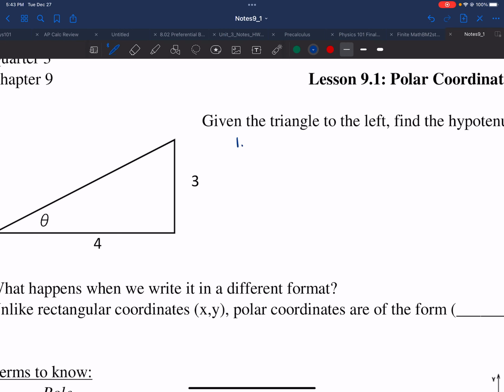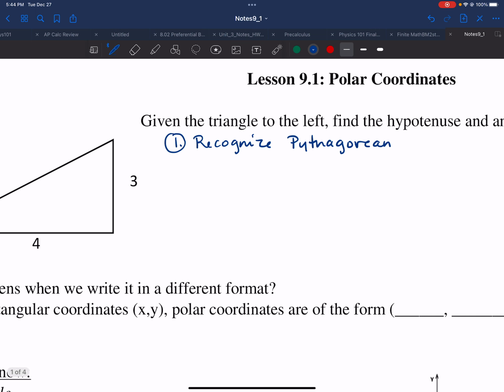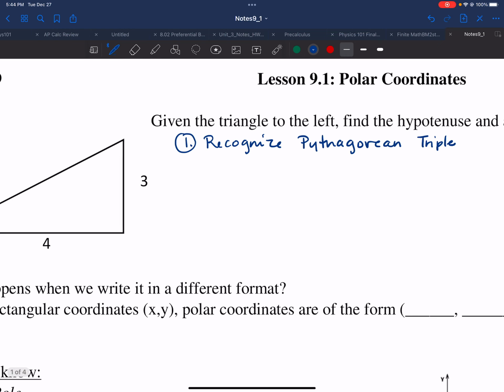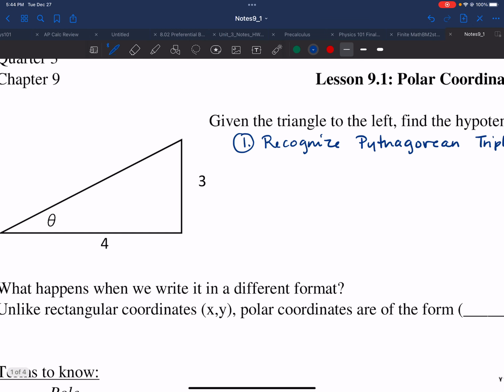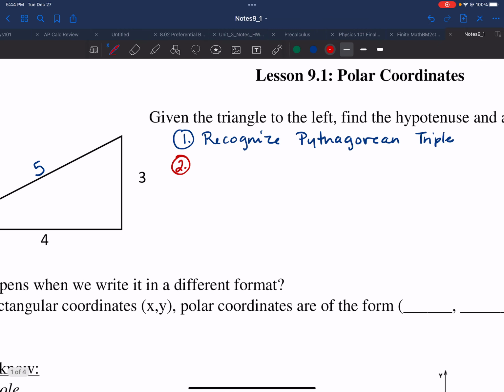My first step would be probably to recognize that this is a Pythagorean triple. Okay, so the reason why in geometry they had you memorize those triples is because it makes life a little bit easier. So if it's a 3, 4, I know this one would be 5. I don't even have to think about it. Well, if you didn't know your triples, you are not dead in the water. So let's just go ahead and see what else we've got to do.